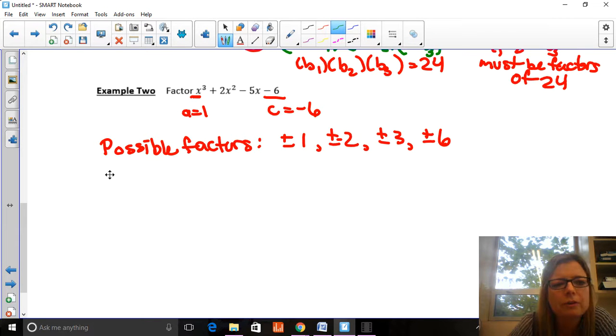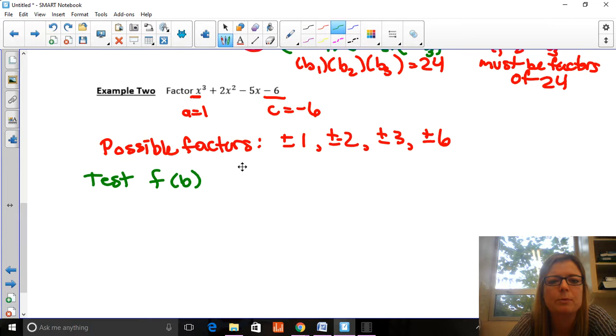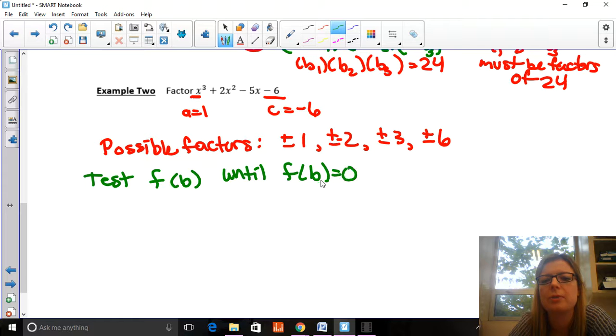There are 2 different ways of doing this. Number 1 is just to test the function at b, where b is one of these possible numbers, until you get that f at b is equal to 0. Because of the factor theorem, if you get 0, that means the remainder is 0, which means it's a factor.